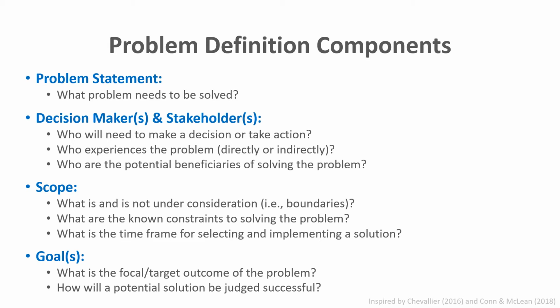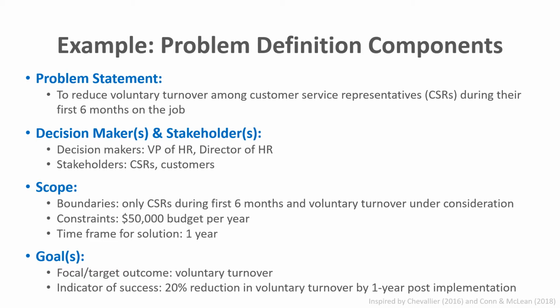Then finally, we want to consider the goal or the goals of the problem itself in this problem-solving process. So you might ask questions like, what is the focal or target outcome of the problem? What is it that we're trying to change, in other words, or influence? Okay, this might be some metric that you have access to or that you're interested in, or it could be something else. Another question you might ask is, how will a potential solution be judged to be successful? So this is where you're going to think about evaluation. How do you evaluate whether or not different solution alternatives or a single solution alternative is going to actually solve the problem, or whether it has solved the problem, or to what extent has it solved the problem?